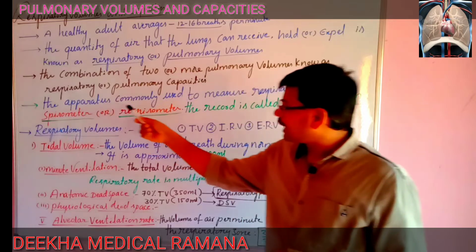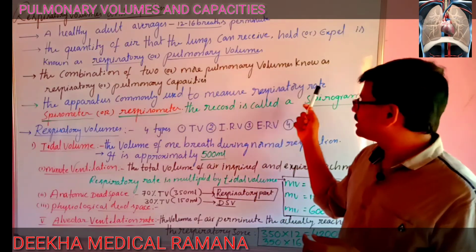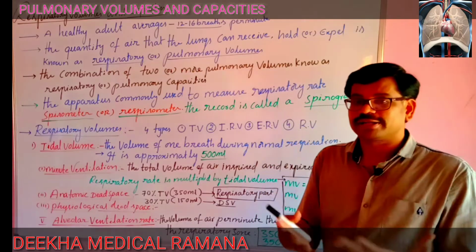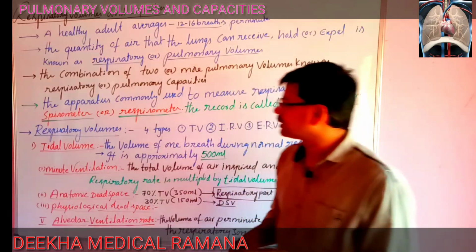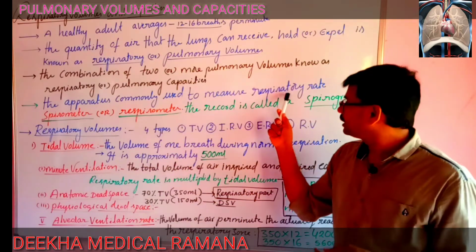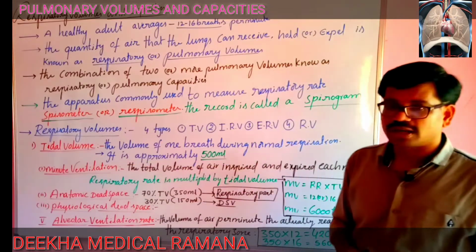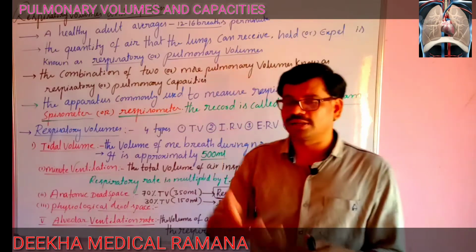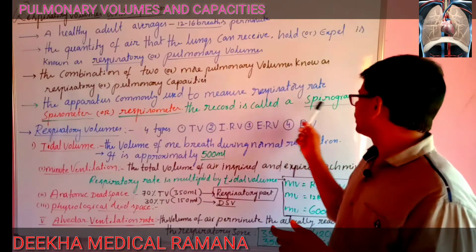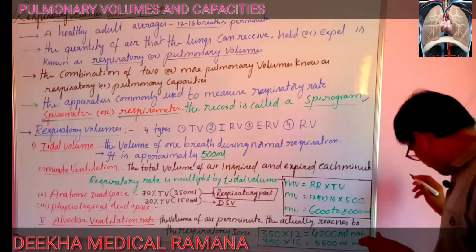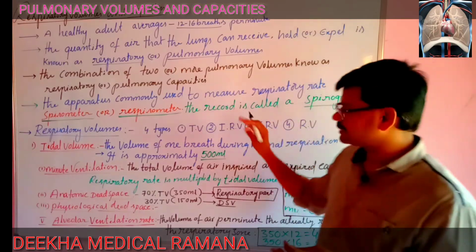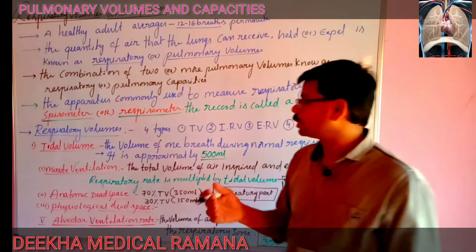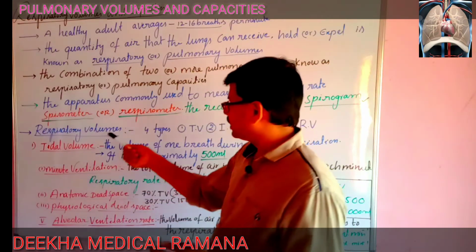Next important thing is the apparatus commonly used to measure the respiratory rate. Generally, we use an apparatus to know about the respiratory capacity and volumes. This device is called a spirometer or respirometer. The record of all these measurements is called a spirogram. A spirogram is a record of all the events that take place during inspiration and expiration.